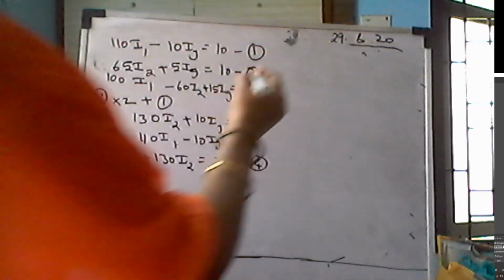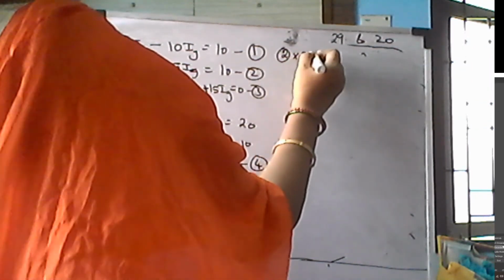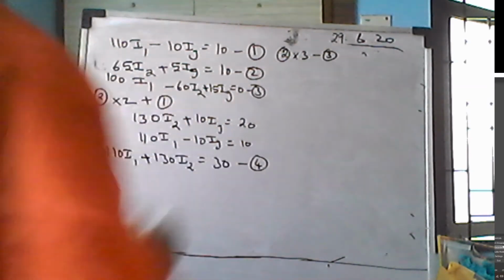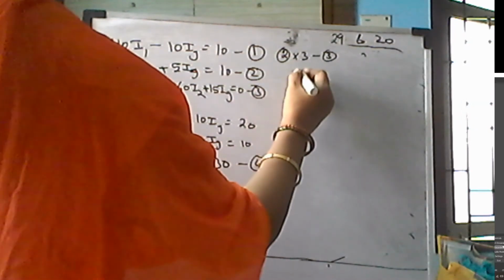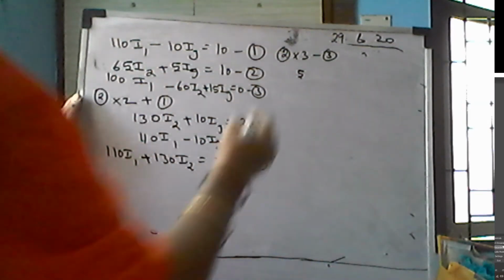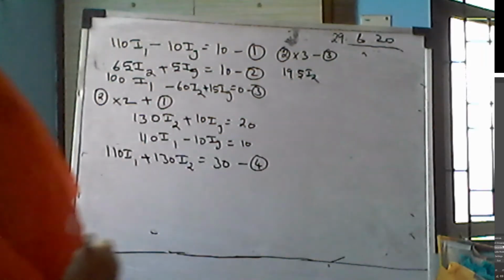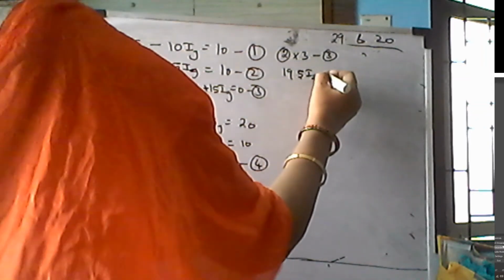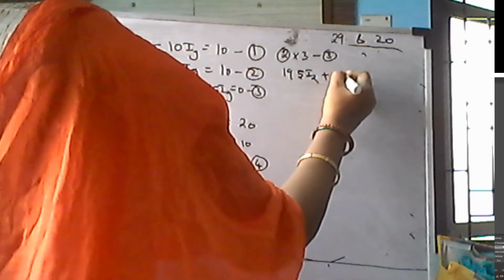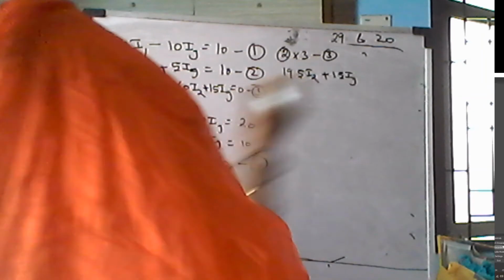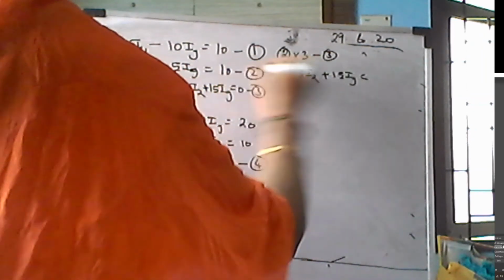So 2 into 3 minus the third equation. So 2 into 3, na, 3 into 15, 195 I2 plus 15 Ig is equal to 30.